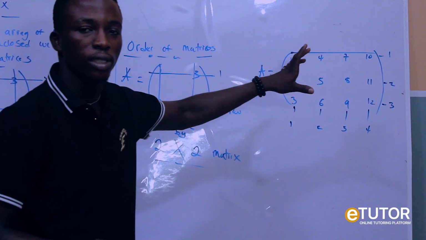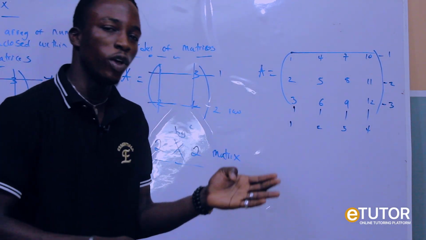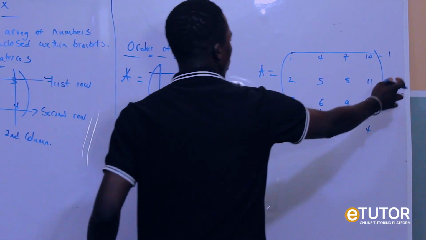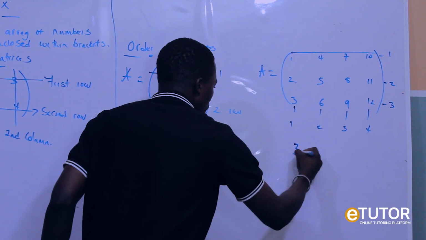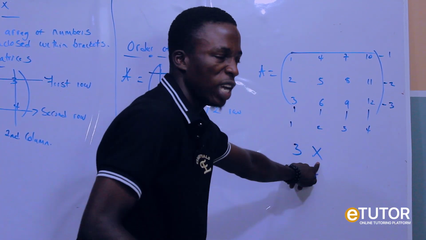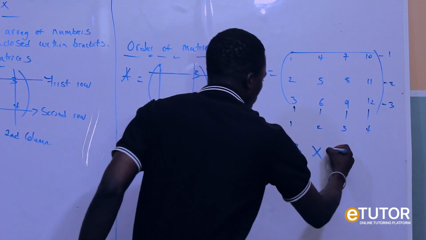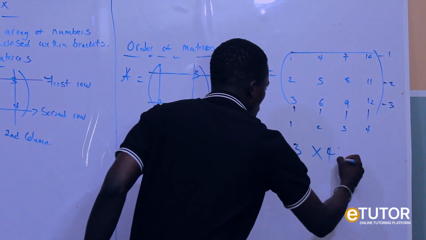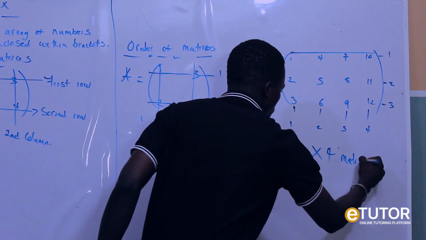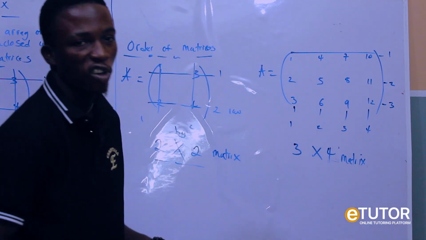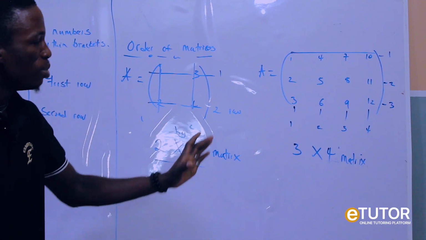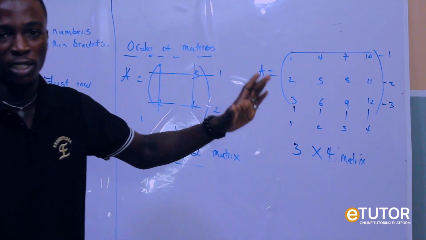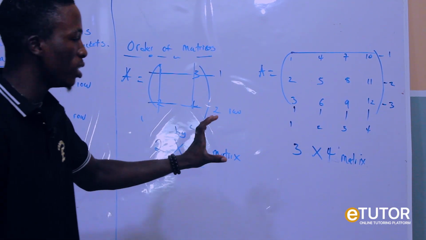Now, to name the matrix, you have to call the number of rows before you call the number of columns. So it has 3 rows, so it is a 3. Remember, the X is pronounced "by". So it is a 3 by. How many columns are here? 4. So it is a 3 by 4 matrix. So finding the order of a matrix is very easy. Just identify the number of rows and columns the matrix possesses. So if you know this, we can continue.